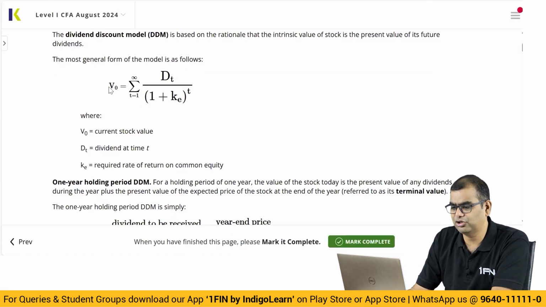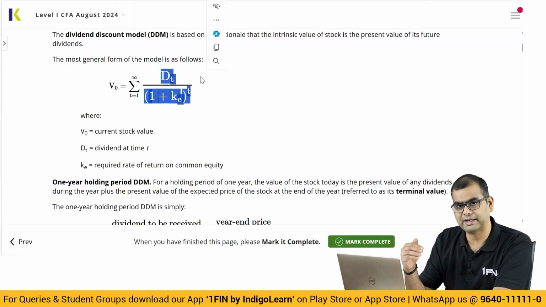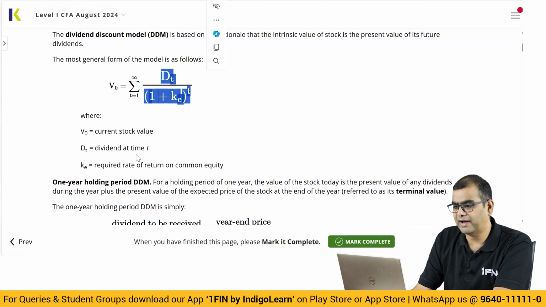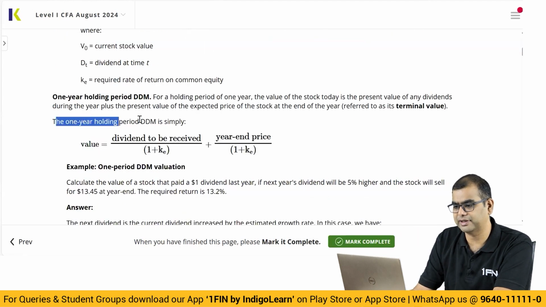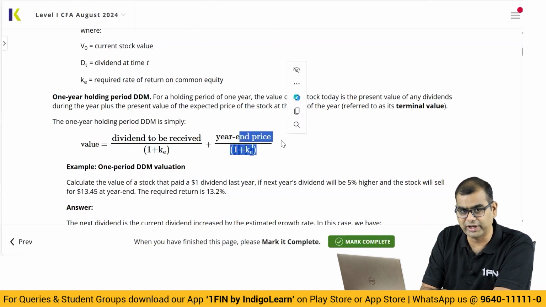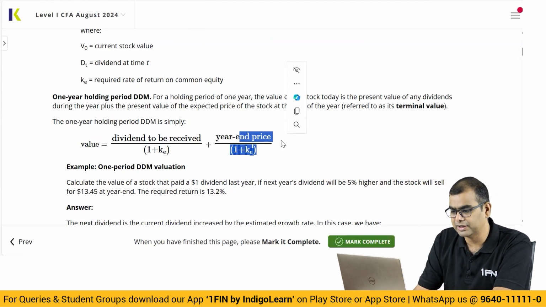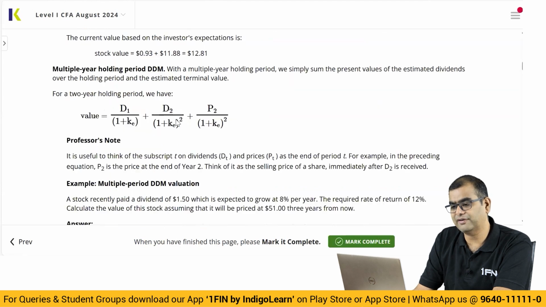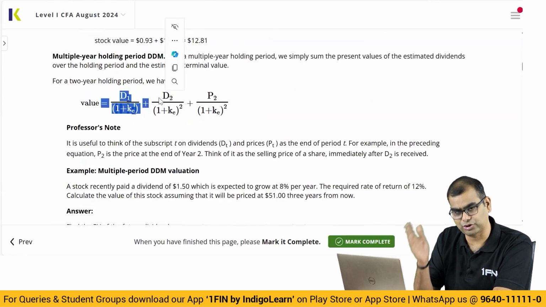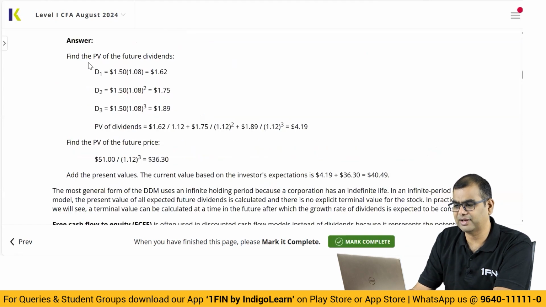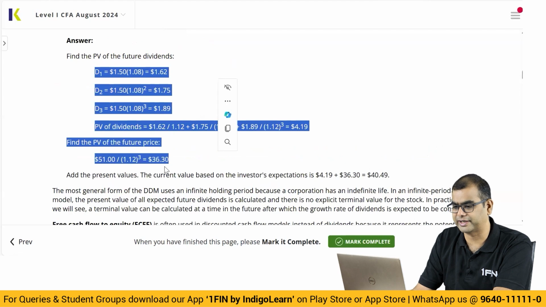So, first we said value of a firm. Value of a firm is summation of all dividends. When you take dividend per share, it gives you value per share. Then value is equal to, for a 1 year holding period, present value of dividend to be received, plus present value of next year's price. Then value after 2 years is present value of dividends for 2 years, plus present value of price after 2 years. I have already solved problems like this, so no need to get into this.